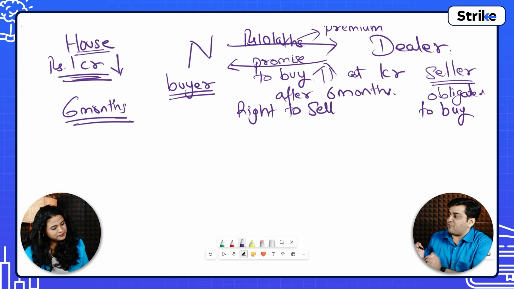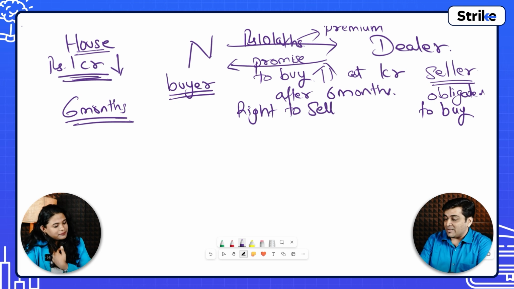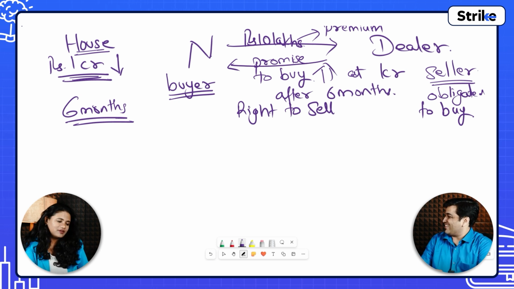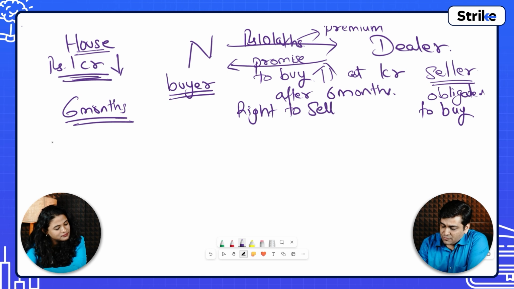So let's assume the prices of the house go down. You had a fear, right? And that's why you entered into this contract. So that means you have minimized your risk by entering into this contract. This is called hedging, minimizing the risk.